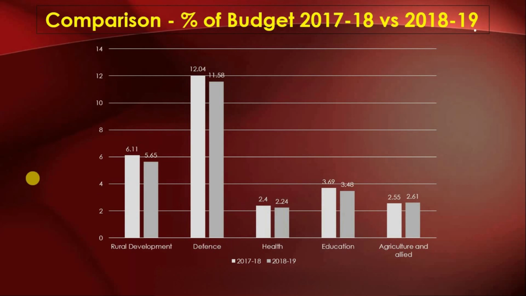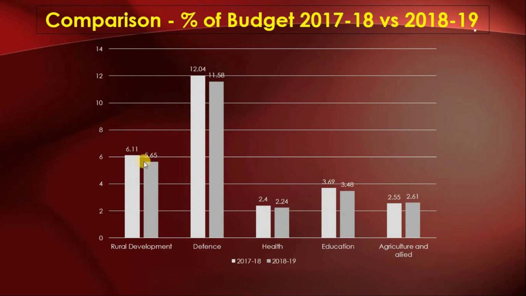So we did a small comparison by taking a few sectors. We observed that the percentage of allocation for the sectors rural development, defense, health, education is less for this year when compared to previous year. What is this percentage of allocation? The total amount allocated to that particular sector divided by the total amount allocated to the budget for the current year into 100. But in the case of agriculture, there is an increase in the percentage of allocation, that is, it has increased from 2.55 to 2.61.